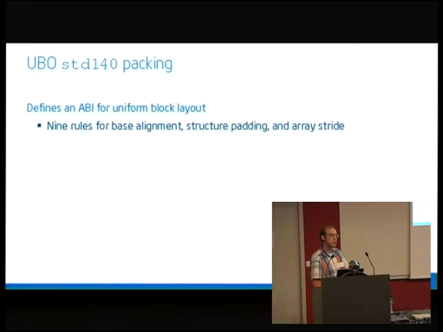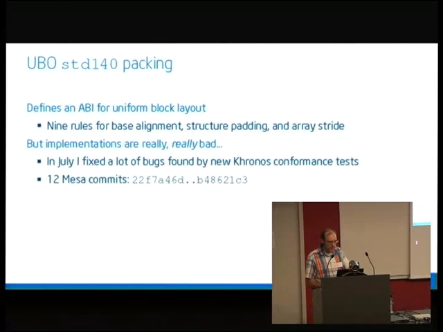There are 9 rules in the spec. They're in the extension spec, and then they're in the 3.1 spec, that define what the base alignment is of all the different types, how structures get padded out, what the array stride is for things, and how matrices are laid out and stored in memory. But it turns out that implementations are really, really bad.